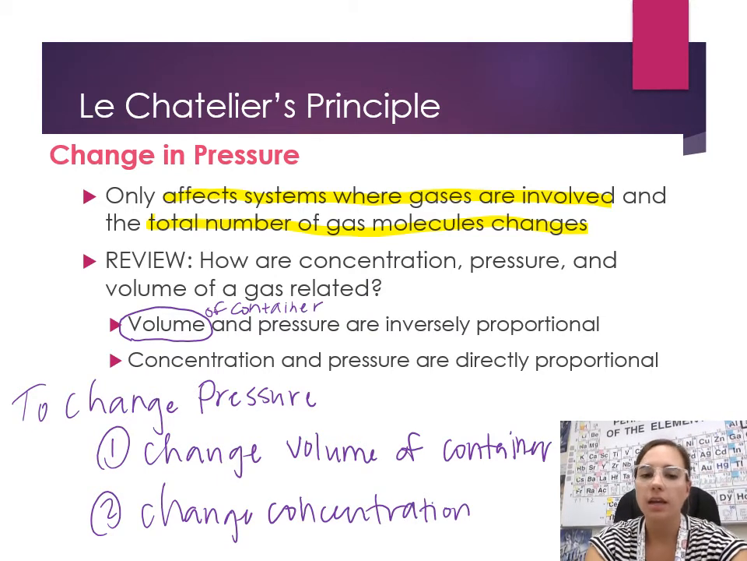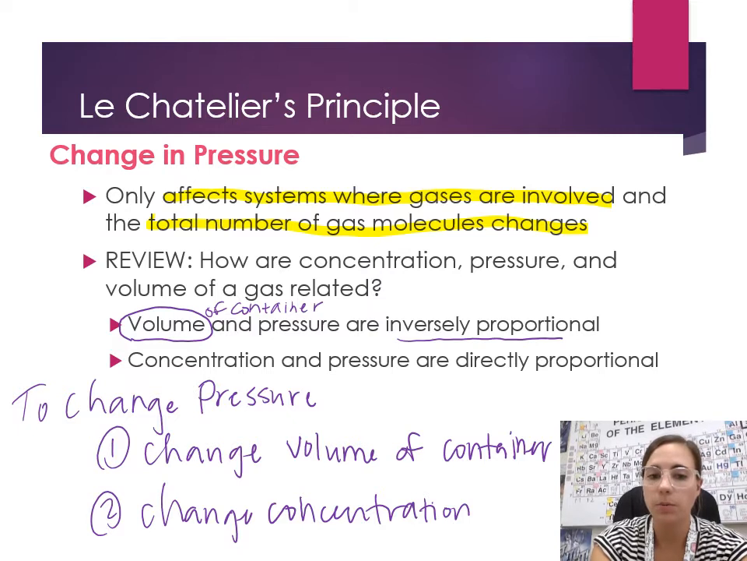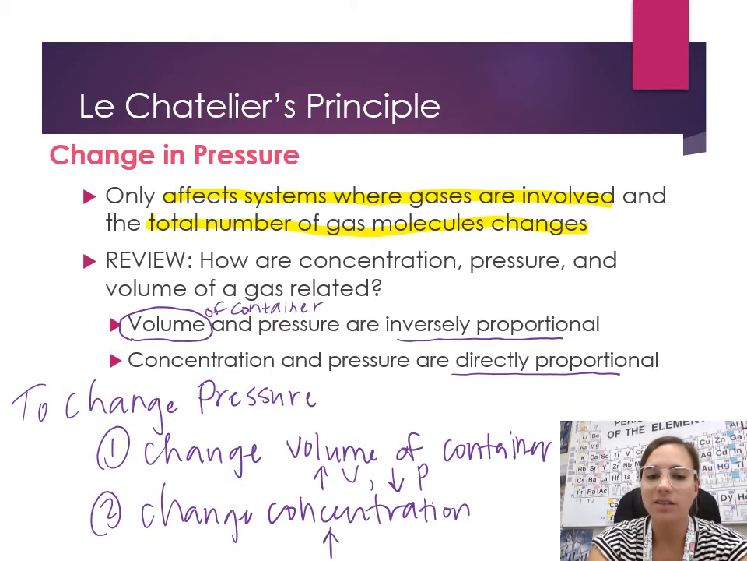So if I change the volume of the container, what does volume do to pressure? Remember, they are inversely proportional. So if I increase the volume, I decrease the pressure, and vice versa. But now concentration and pressure are directly proportional. So if I increase the concentration, that is in turn increasing the pressure.